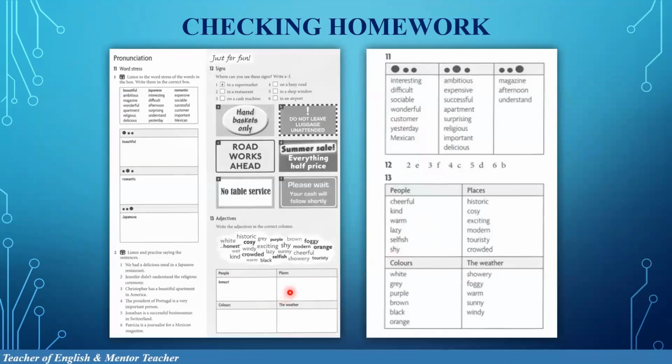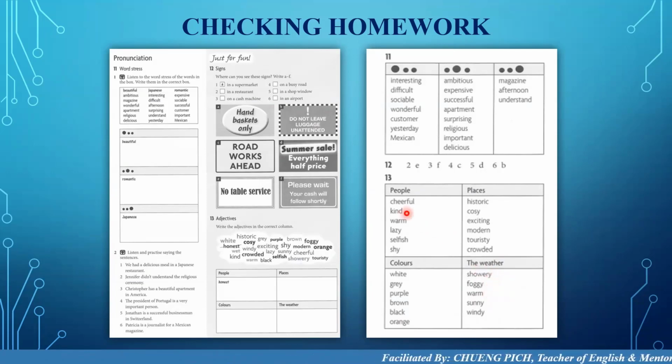What about places? The adjectives that describe places, like historic. For example, it is a historic site. Cozy, exciting, modern, touristy, crowded. The crowded place, a lot of people over there. Colors. So let's talk about color. Here we have white, gray, purple, brown, black, and orange. What about the weather? Here we have showery, foggy, warm, sunny, and windy. So these are the adjectives of the weather.